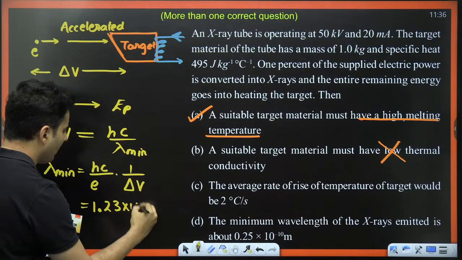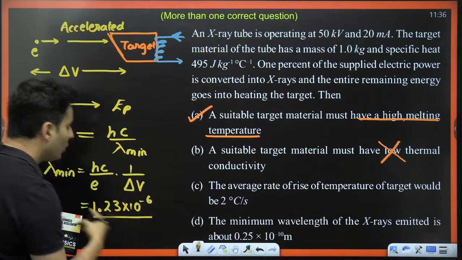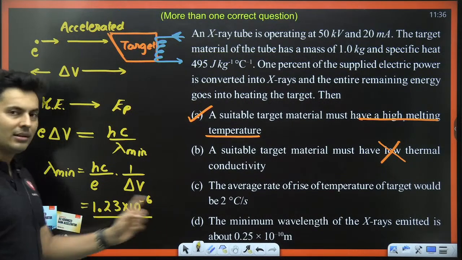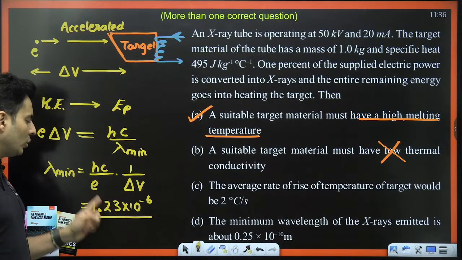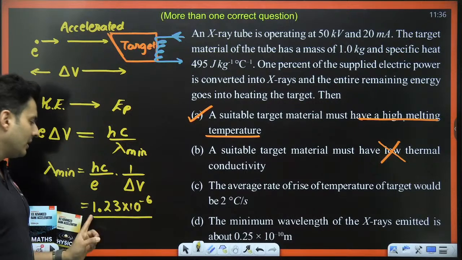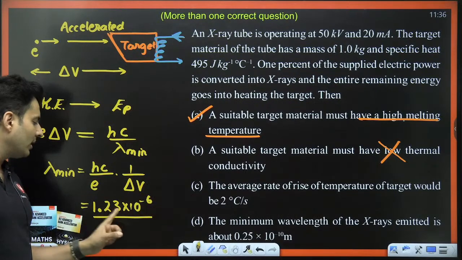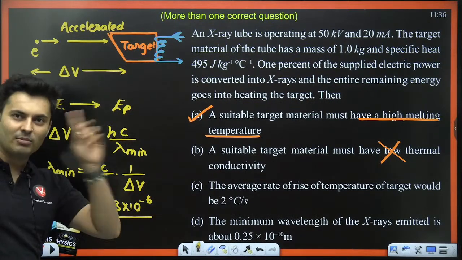1.23 into 10 to the power minus 6. How do I remember it? 1, 2, 3. It's in order, right? And 1 into 2 into 3: 1 2s are 2, 2 3s are 6, so minus 6. So 1, 2, 3, and 2 into 3 into 1 is 6. That's how I remember it.